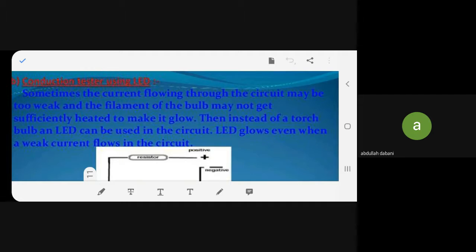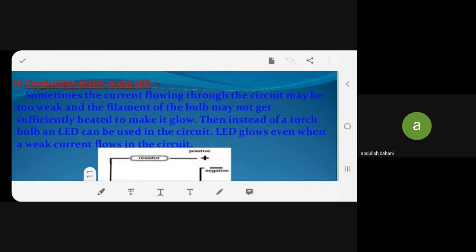Conduction tester using LED. Sometimes the current flowing through the circuit may be too weak and the filament of the bulb may not get sufficiently heated to make it glow. Then, instead of a torch bulb, an LED can be used in the circuit. LED glows even when a weak current flows in the circuit.